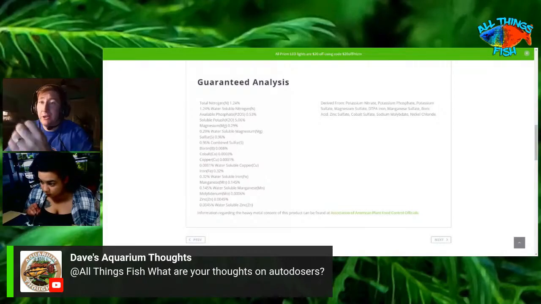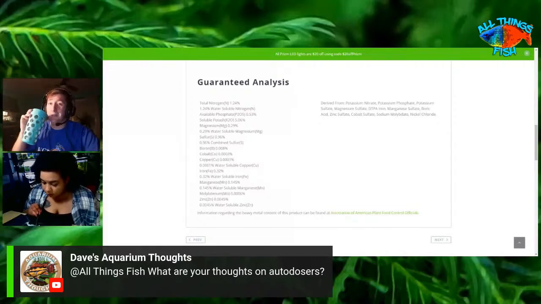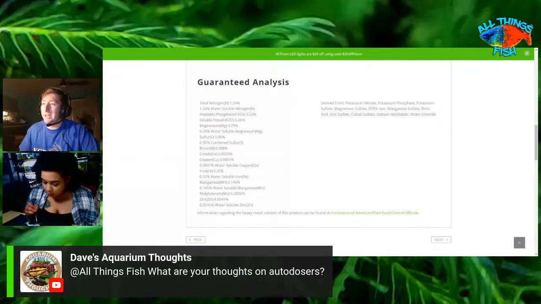So autodosers, you can get them pretty cheap. I think with Jebao, you can get a four peristaltic pump autodoser for like $60 or something. Definitely a good option, like I said, for consistency. Consistency is key with nutrients and dosing. That's why, like I said at the very beginning, pick a regime that allows you to be consistent. Otherwise, you could definitely run into problems.